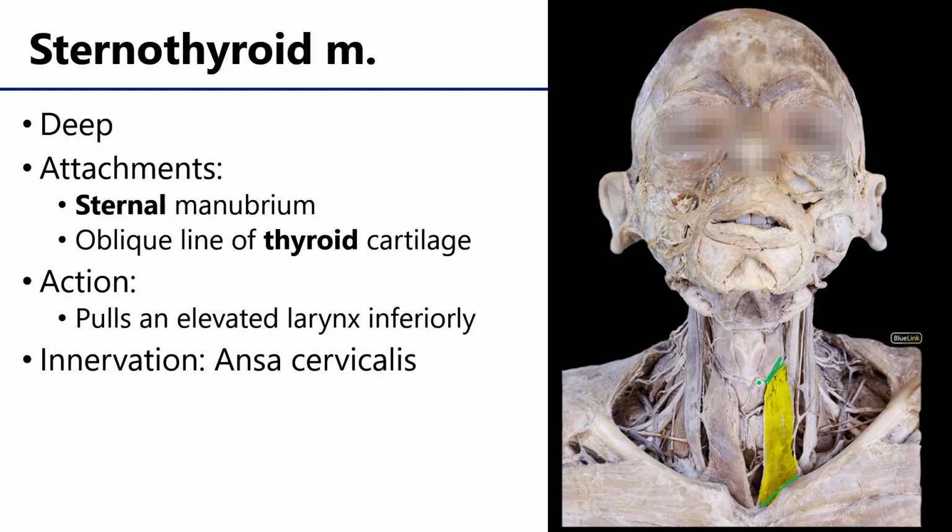And then as we go deep here, we can see a little better the sternothyroid muscle. That sternothyroid muscle goes from the sternum up to the oblique line of the thyroid cartilage, and when it contracts, it is going to pull the thyroid cartilage of the larynx and the remainder of the larynx inferiorly, so that is part of the deglutition or the swallowing sequence, and it is innervated by also ansa cervicalis.